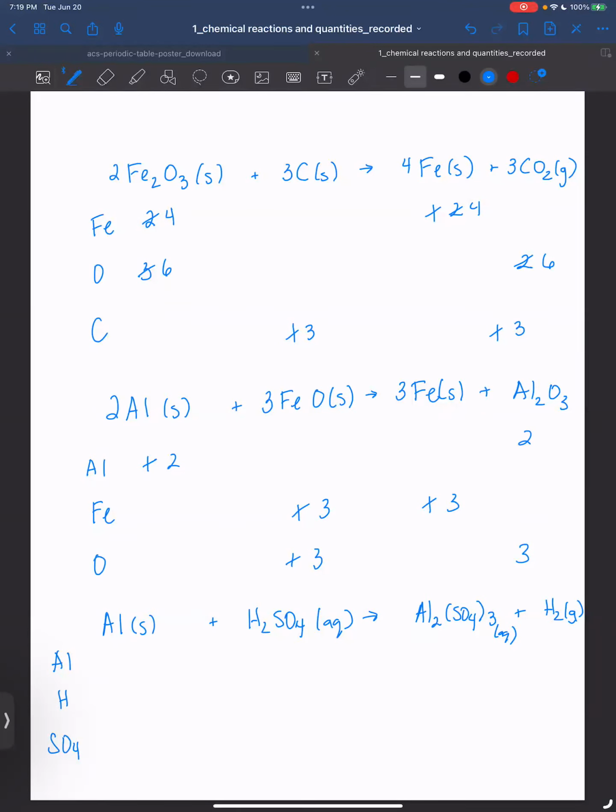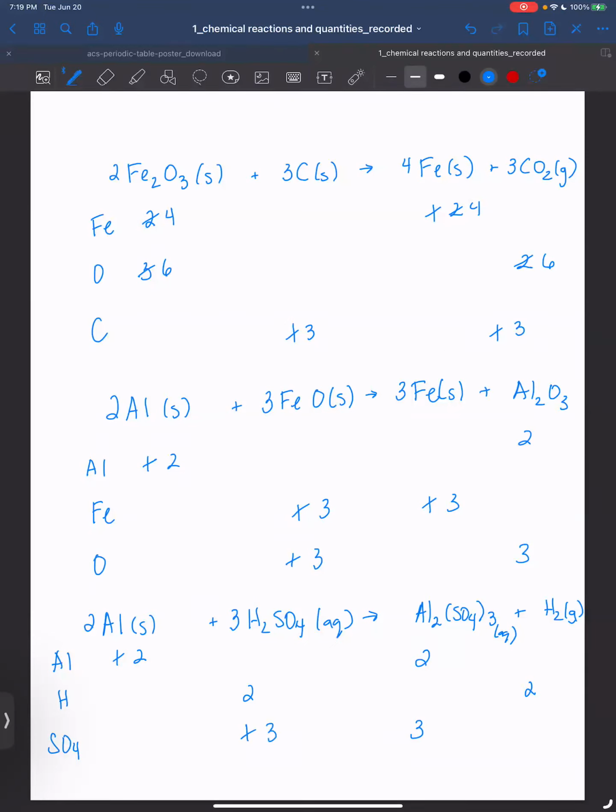And here we go. We have 1 aluminum, 2 here. Hydrogen, we have 2 and 2. And sulfate, we have 1 and we have 3. So the first thing I'm going to do is put a coefficient 2 out in front of the aluminum to balance that one out. For hydrogen, it looks good for right now. And for sulfate, looks like I'll need to put a 3 out front to balance out the sulfates.